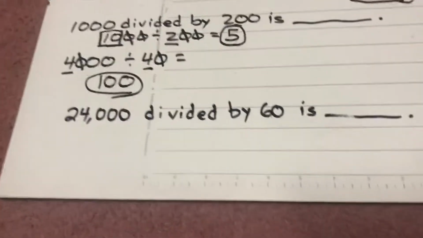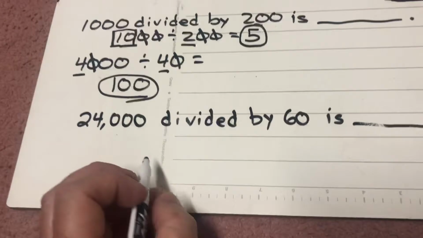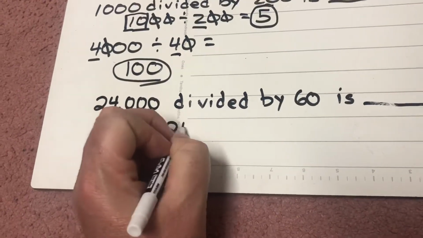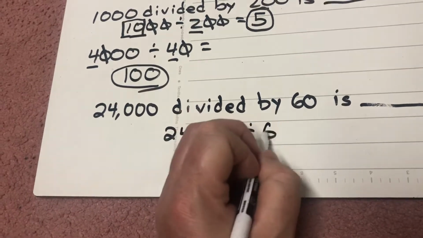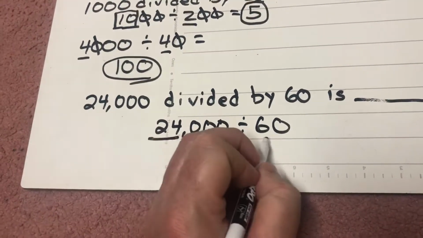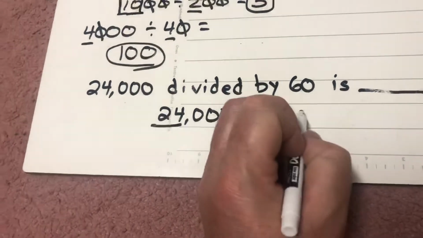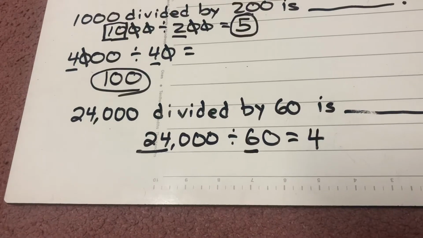Last one here in this section, 24,000 divided by 60 is blank. Well, once again, I can just rewrite this as 24,000 divided by 60. And I'm going to think 24 divided by 6. Well, 24 divided by 6 is 4.